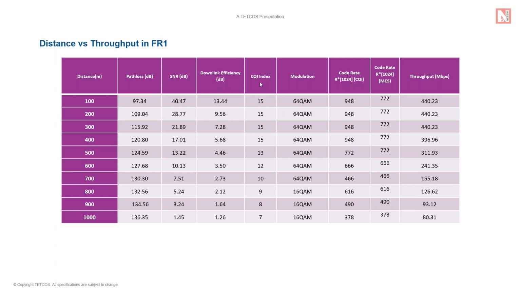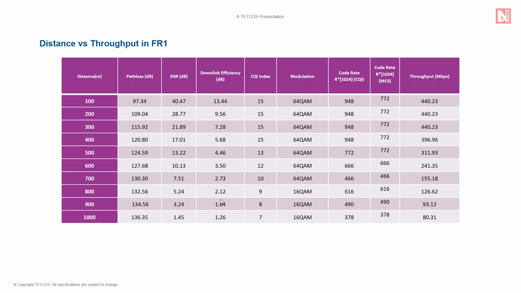We see that as the distance increases, the path loss increases. Because the losses increase, the signal to noise ratio falls, because of which the downlink efficiency falls, the channel quality drops, and this leads to the link automatically adapting to a lower modulation scheme and a lower coding rate, and therefore we can see the drop from a maximum of 440 Mbps at 100 meters, falling all the way to 80 Mbps at a distance of 1000 meters.